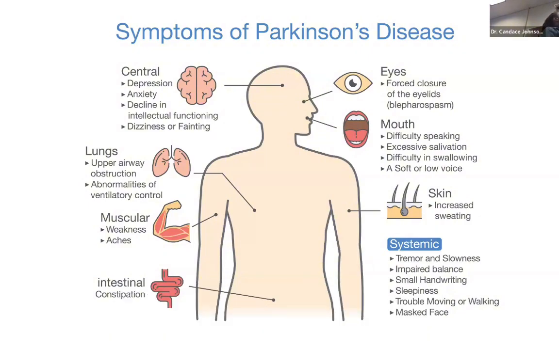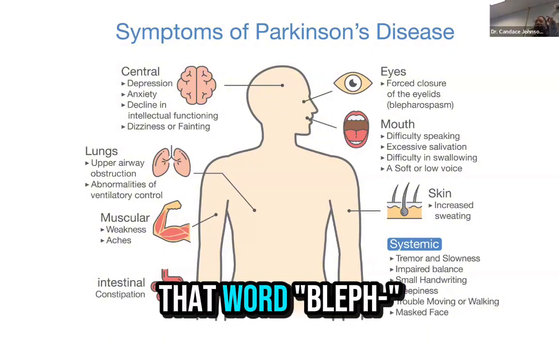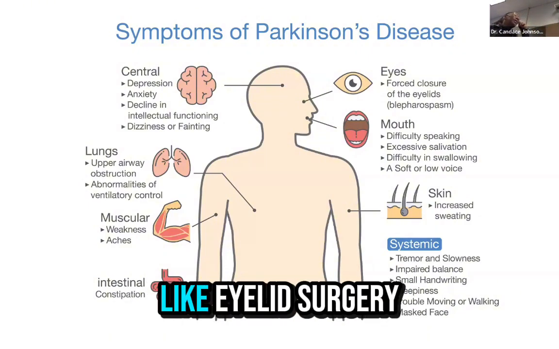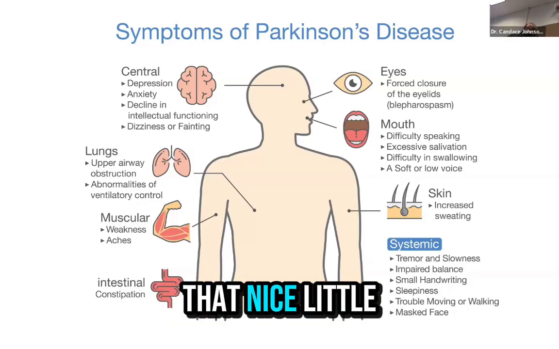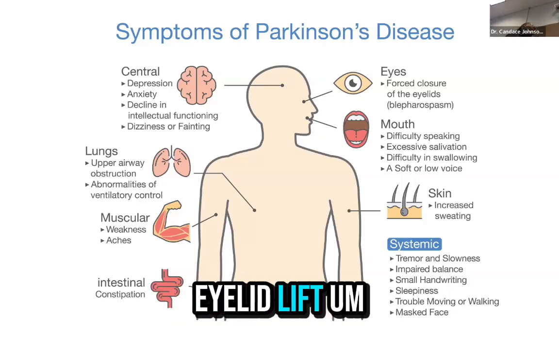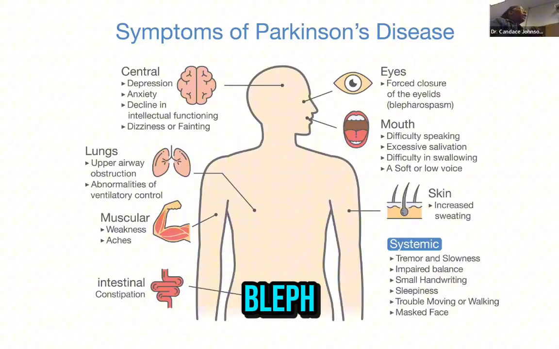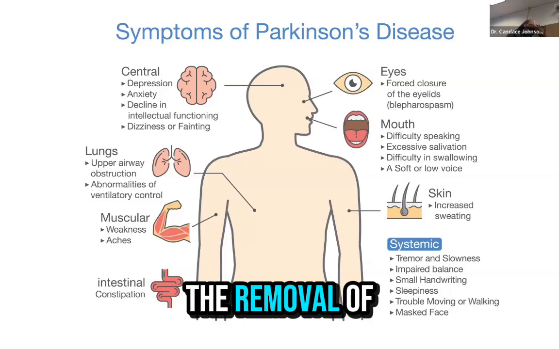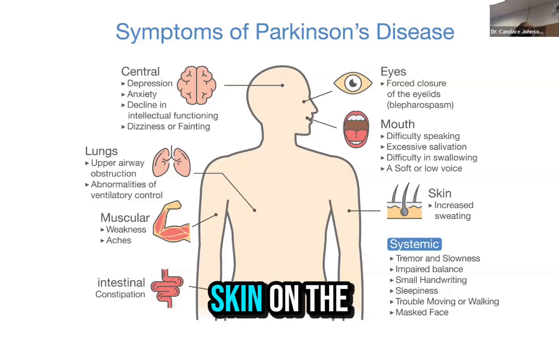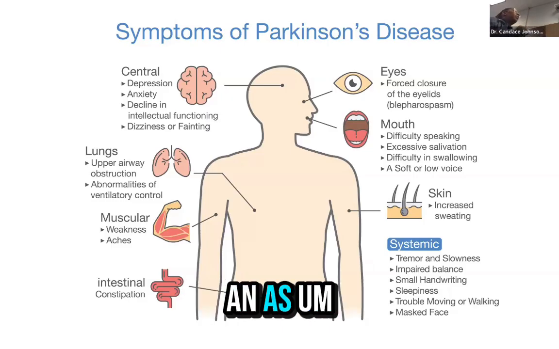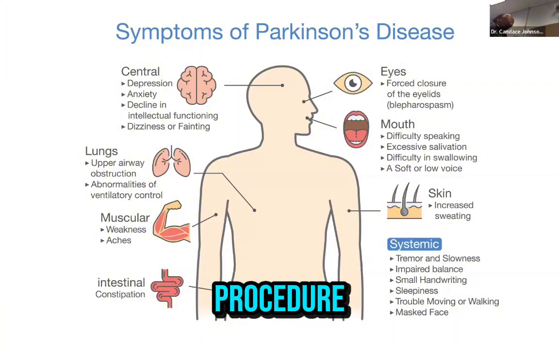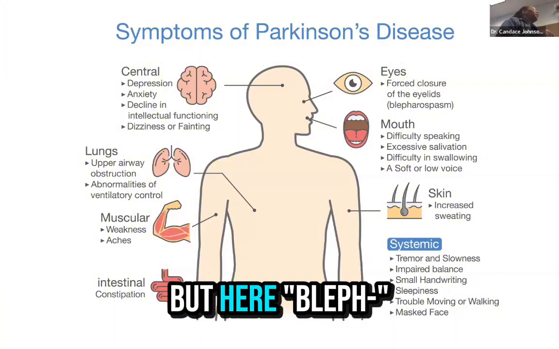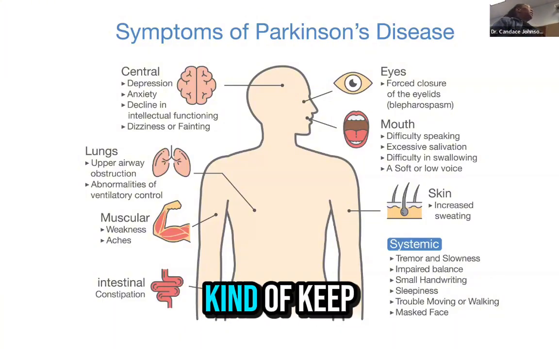blepharospasm. Bleph. I've learned a lot about that word, bleph, like eyelids, like eyelid surgery where people get that nice little eyelid lift. It's called a blepharectomy or something like that. Anyway, it's like the removal of the extra skin on the eyelid. It's like an aesthetic procedure. But here, bleph may help you kind of keep up with that.